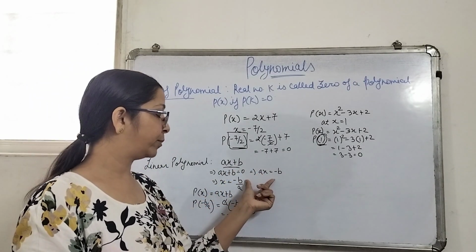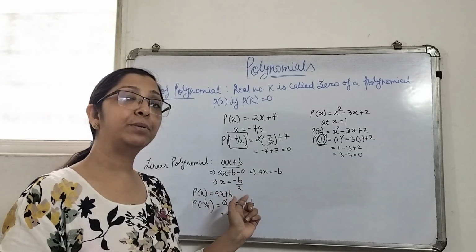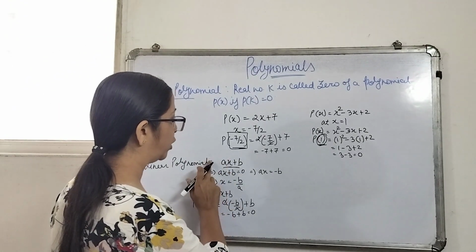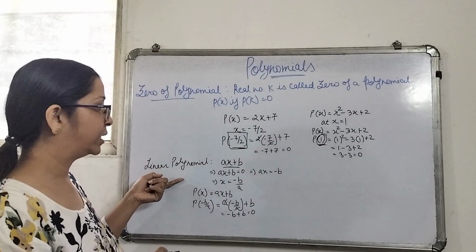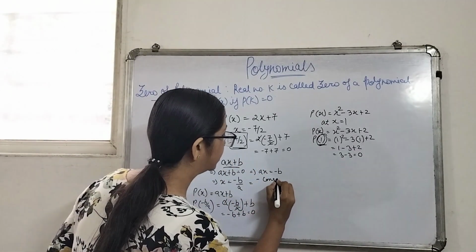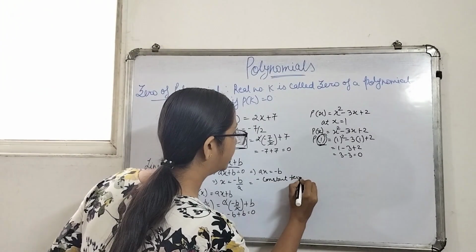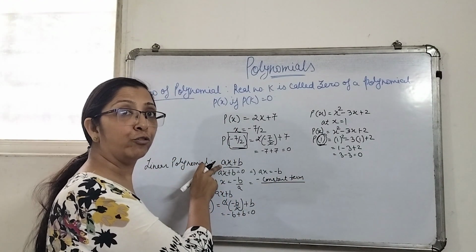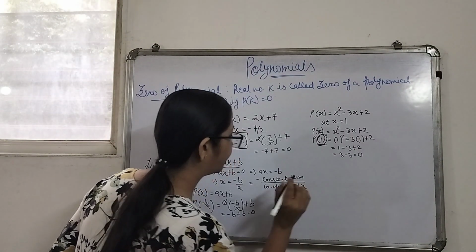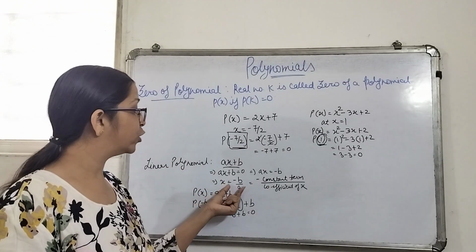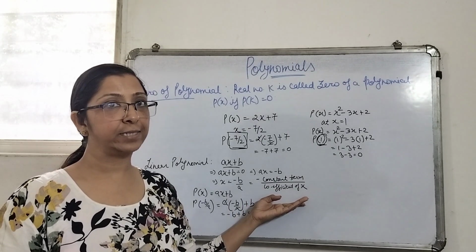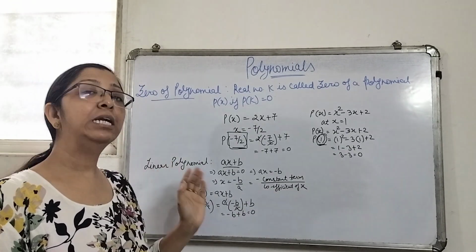So for a linear polynomial ax plus b, the zero of the polynomial is minus b by a. Here b is the constant term and a is the coefficient of x. So for a linear polynomial, the zero of the polynomial will be minus of the constant term divided by the coefficient of x.